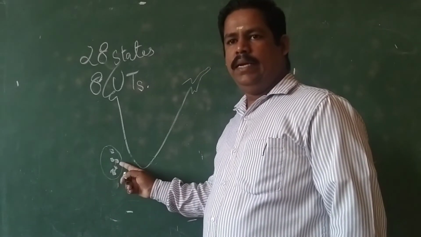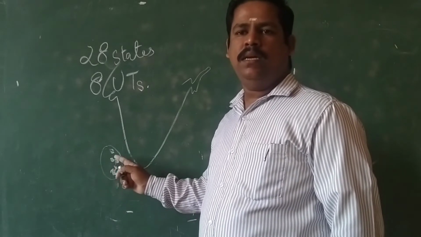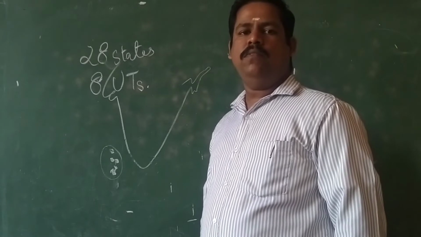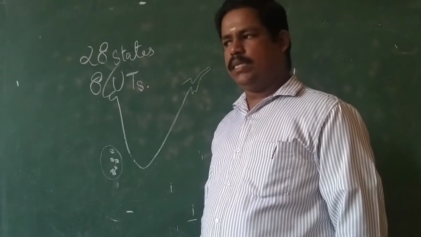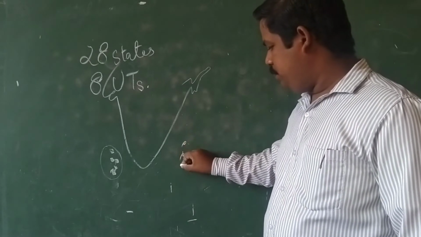So here is Lakshadweep, a union territory of India. The capital of Lakshadweep is Kavaratti. Kavaratti is the capital of Lakshadweep. It is a union territory. Next, Andaman Nicobar Islands. See.